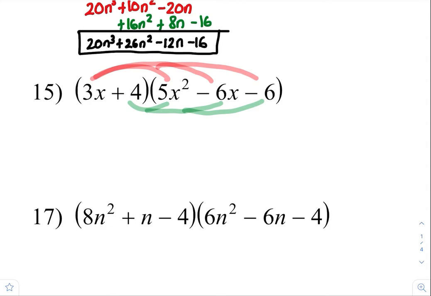3x times 5x squared, you guys, that is 15x to the third. 3x times negative 6x, you guys, is negative 18x. 3x times negative 6 is negative 18. Oh, sorry, that one should have been 18x squared. Now for the green, 4 times 5x squared, you guys, is 20x to the second. 4 times negative 6x, you guys, is minus 24x. 4 times negative 6 is minus 24.